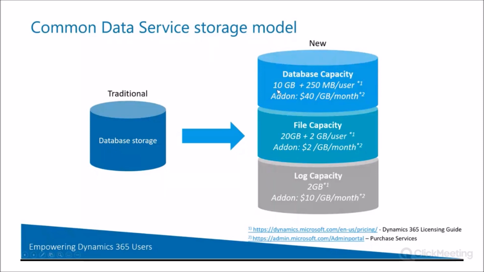Basically what you get when you get Dynamics is 10 gigabytes of database capacity plus 250 megabytes per each user that you have in there. So if you have a Dynamics system with 4 users in it, you're going to have 11 gigabytes. The breakpoint is every 4 users you get another gig of data. Real simple to do. You can do that math yourself. You know how many users you have, so you know how many extra gigs you get.